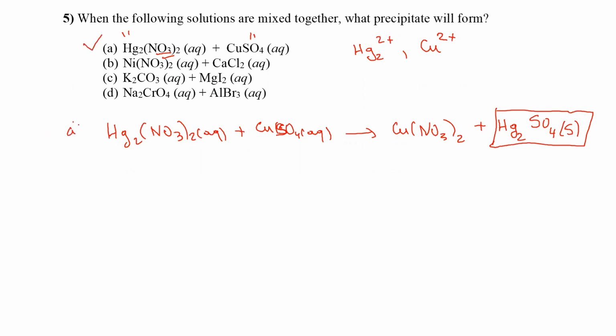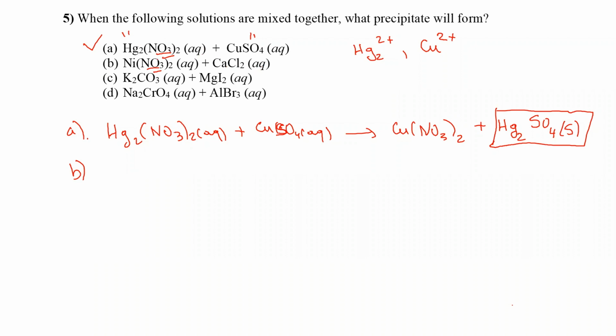This is A. Now for B, we have nickel nitrate. So anything with nitrate is soluble. We have calcium chloride. So here it's nickel nitrate 2 times. They react with calcium chloride aqueous.